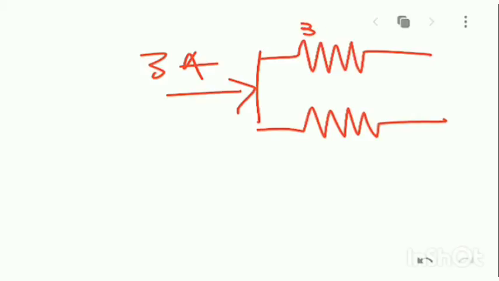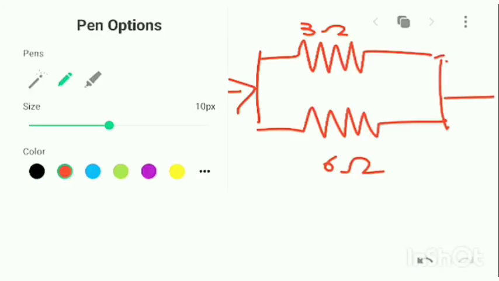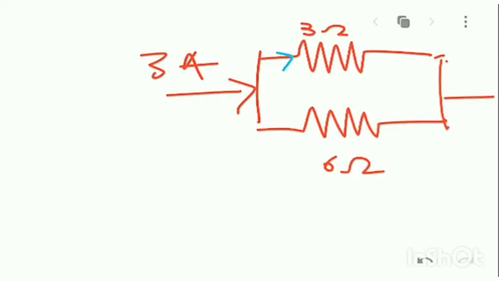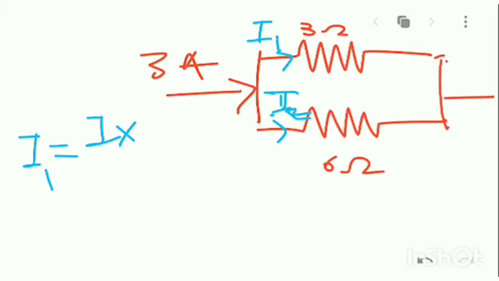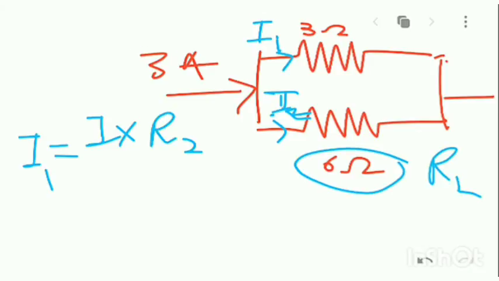The first one is 3 ohms. Next one is 6 ohms. Parallel connection and further. So if you are asked what is the current flow through this, that is I1, and the current flow to this is I2, how will you solve that? Now we all know I1 equals I into R2. This is the R2 here, the opposite resistance, and by R1 plus R2.